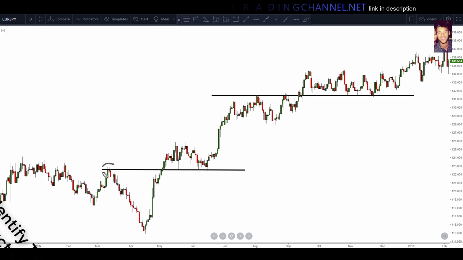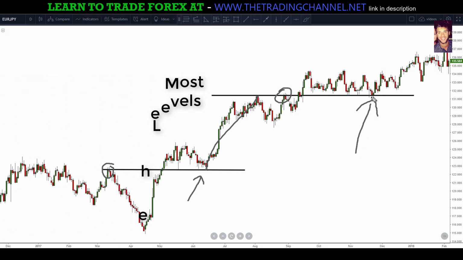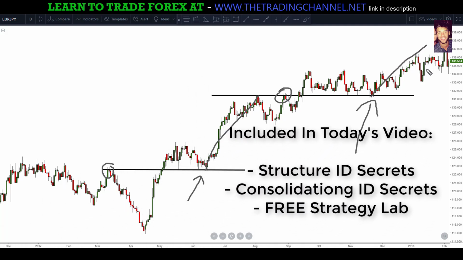How can you identify the most important and the most powerful levels of structure that give you the best chances of capturing trends and banking in massive profits?